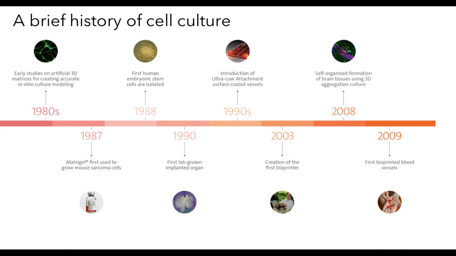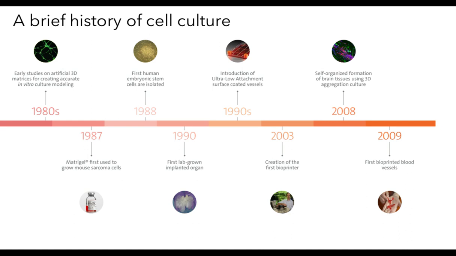Going from the 80s onwards, it became apparent that you could maybe improve this from growing cells on a flat surface in a two-dimensional system to starting to look at cells as they appear in three dimensions. In other words, mimicking the situation of the cells in vivo. And artificial 3D matrices were developed in the 80s, and then a milestone was reached in 1987 by the development of Matrigel, which is now available through Corning Life Sciences, and that was first used to grow mouse sarcoma cell lines. In the 80s, human embryonic cell lines were first isolated.